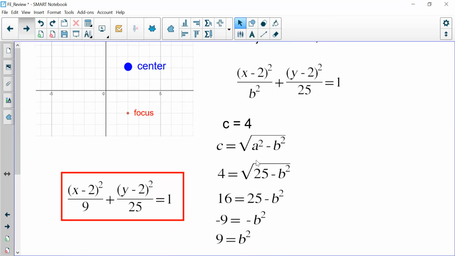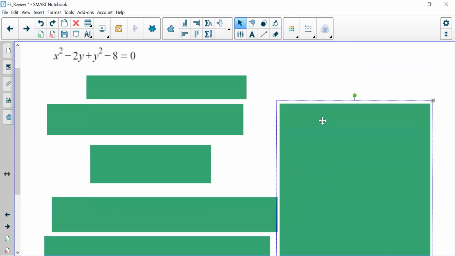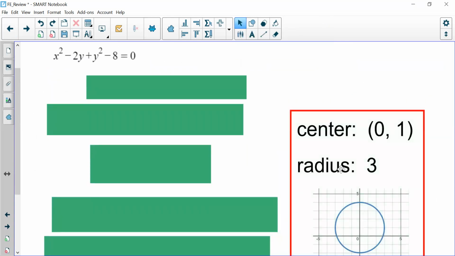Problem 2. You have the equation of a circle, and we need to find out the radius, the center, and then graph the circle. Well, here's the answer. The center is (0, 1), the radius is 3, and here's the graph. How do we get that?